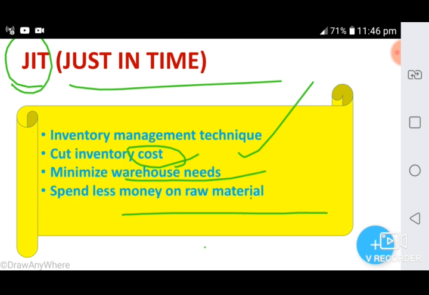So JIT stands for just in time. It's an inventory management technique. It can reduce cost by minimizing warehouse needs, and also they spend less money on raw material. That is just in time.